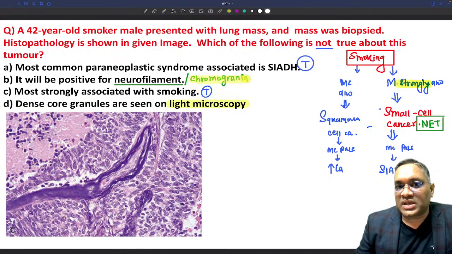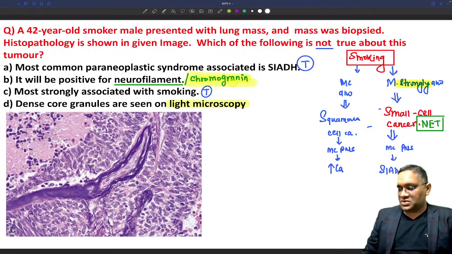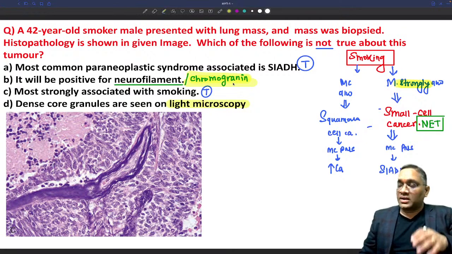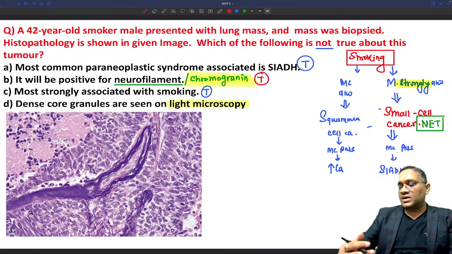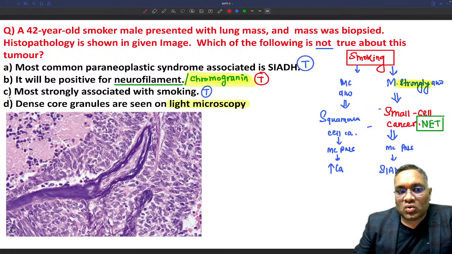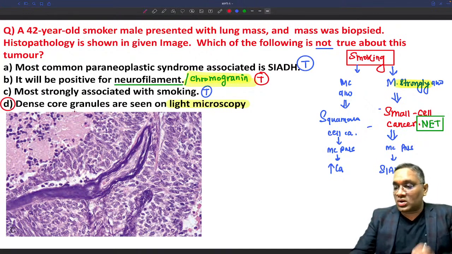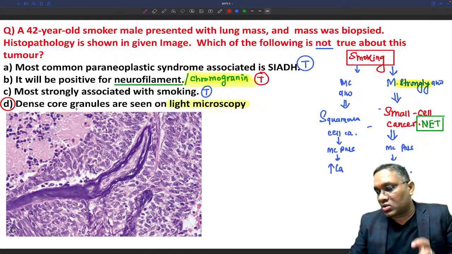As I said, this was this time's INI-CET question also. So please remember, it will be positive for neurofilament and chromogranin. That is a true statement. Again, it is a true statement. So we will say that this is a true statement. So first, second, third are true statements. Dense core granule, D, is not a true statement, because dense core granule you can see only on electron microscopy.